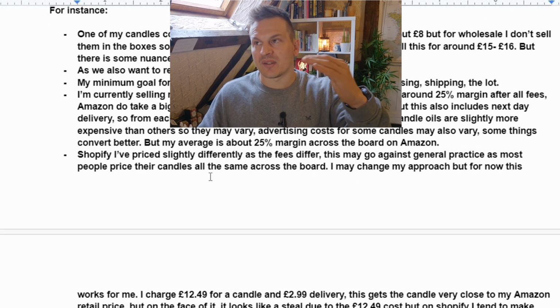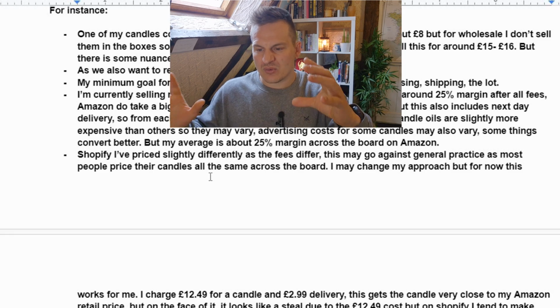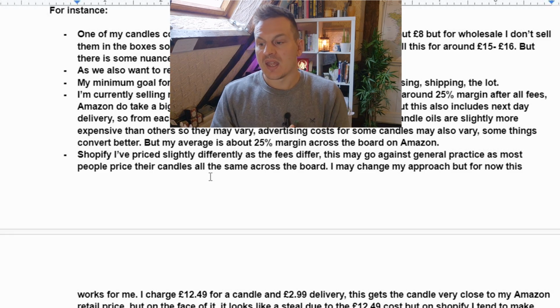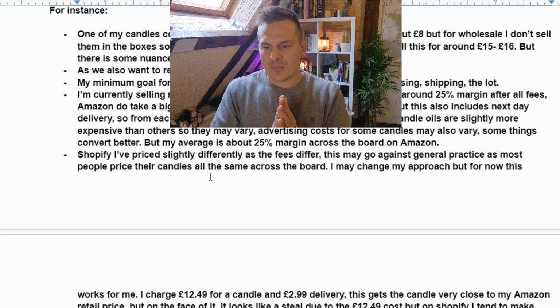But it does vary. Like I said, some of the oils are a bit more expensive and some of the other ingredients are a bit more expensive. So it's working out. But on average, it's about £5 to £6 per candle. So these are the things you kind of need to take on board.